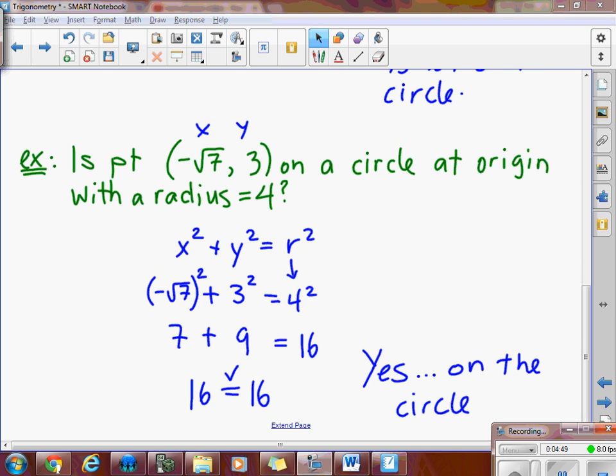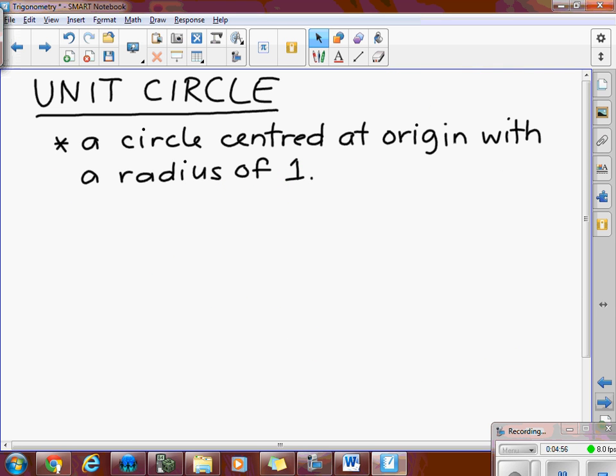So now we're going to extend this concept of a circle to something new to grade 12, and it's going to be very useful to you in this whole unit of trigonometry, which is the unit circle. Now the unit circle is simply a circle centered at the origin, which most of the stuff we do in this unit is, except now we just say the radius of this circle is 1.